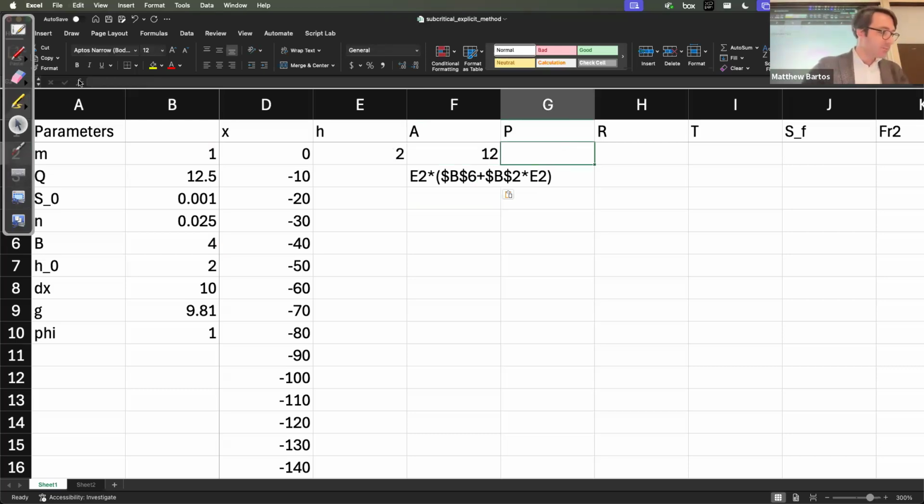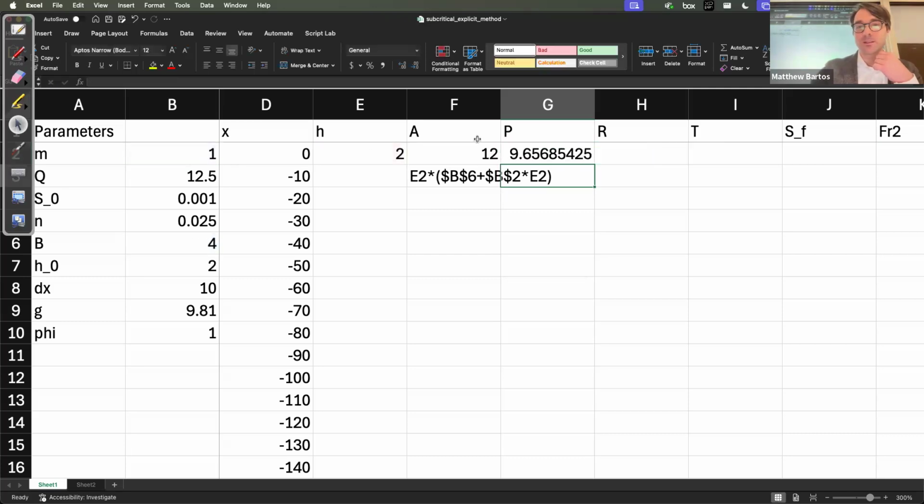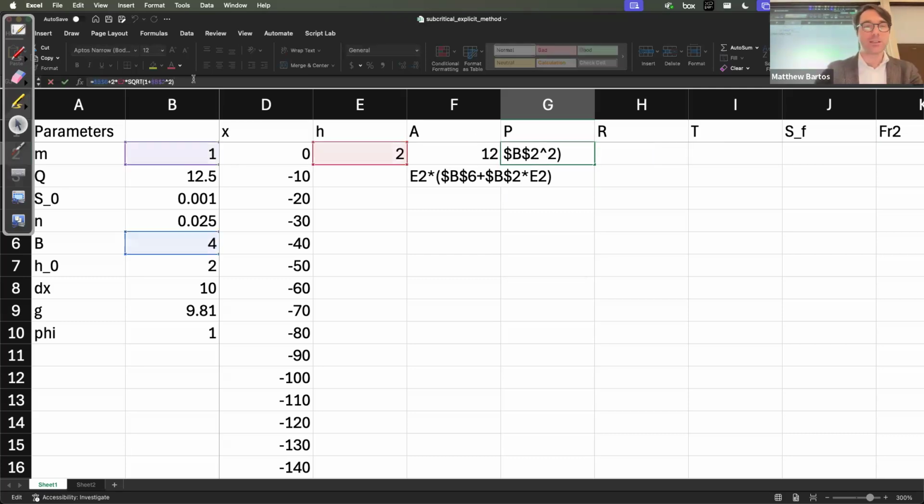Wetted perimeter. This is given by the bottom width, so that's absolute cell reference B6, plus 2 times the depth E2, times the square root of 1 plus M as in mountain squared. So this will be B2 squared. Don't forget these absolute cell references because that's going to be important. Okay, I ended up with a value of about 9.65.